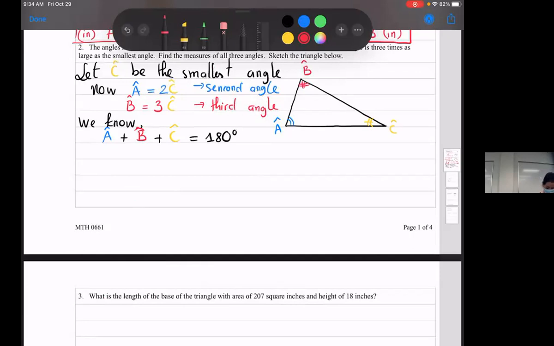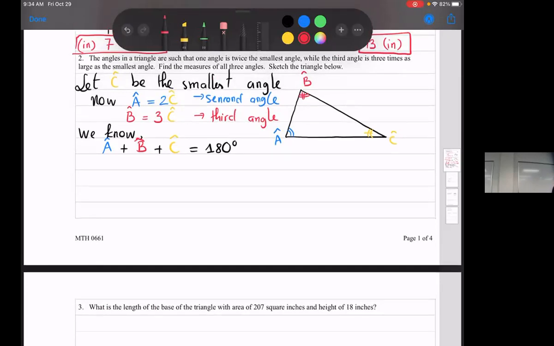What is A? Now everything has to be in one variable. We don't know how to solve 3 variables yet, so we have to narrow it down to just one. So we're gonna substitute. I'm gonna let C stay C, but A I can replace with what? In terms of C, what's A? 2C, right? A is 2C, B is 3C, and C is C. Equal 180.